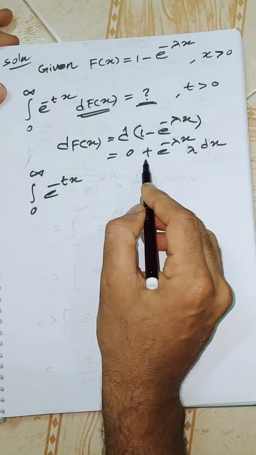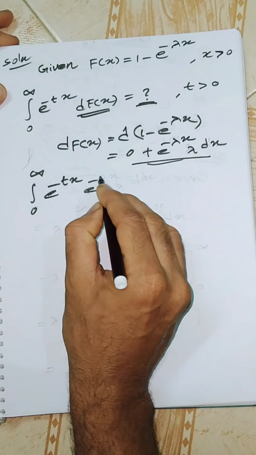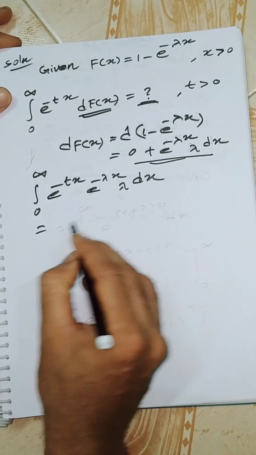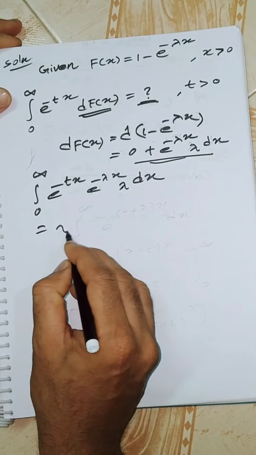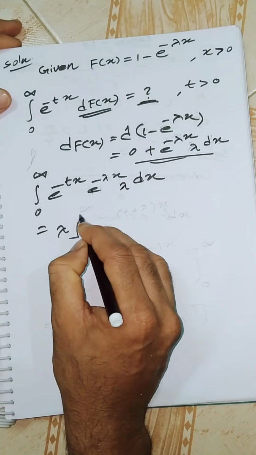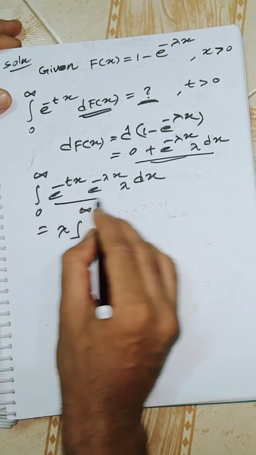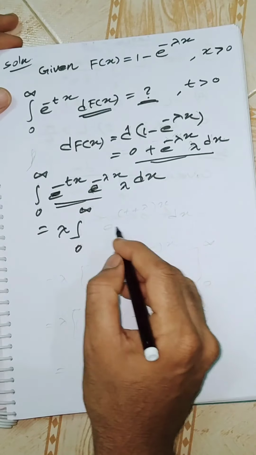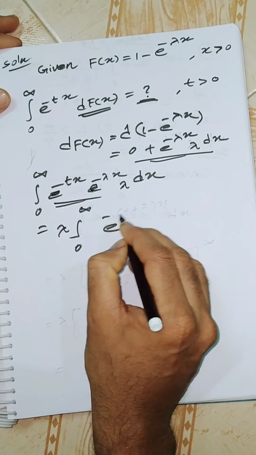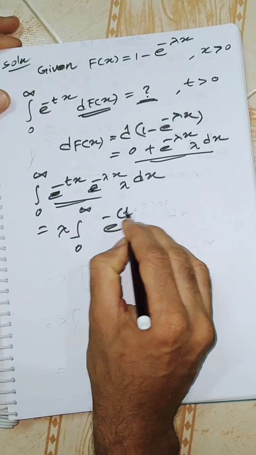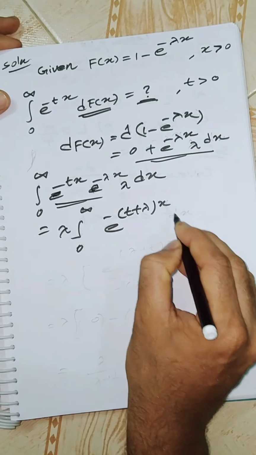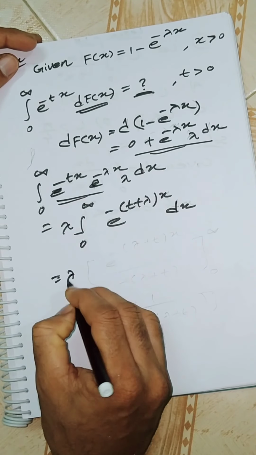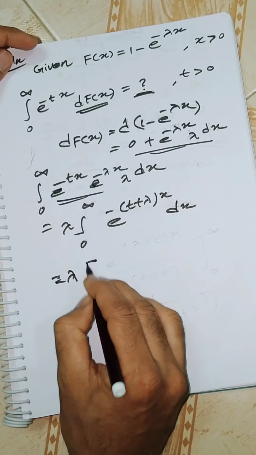So integral 0 to infinity e power minus tx. Now instead of d F of x, we can substitute this, that is e power minus lambda x times lambda dx. Lambda is independent of the integral, so we can take it outside, 0 to infinity. Now combine these two. This is e power minus tx, this is e power minus lambda x. So e power minus x is common, so t plus lambda, x common, take it outside, then with respect to x. Now easy, everyone knows this integral.